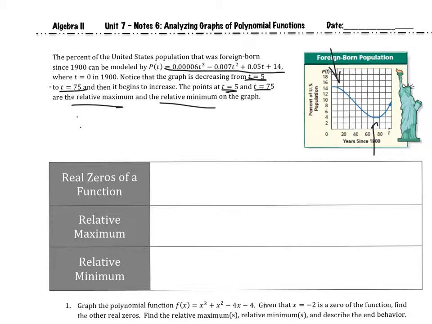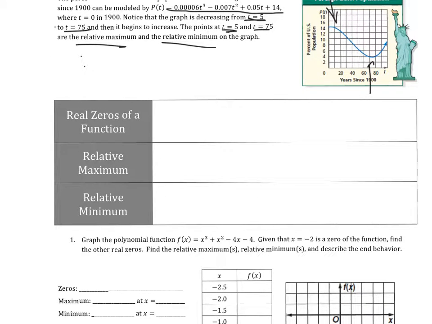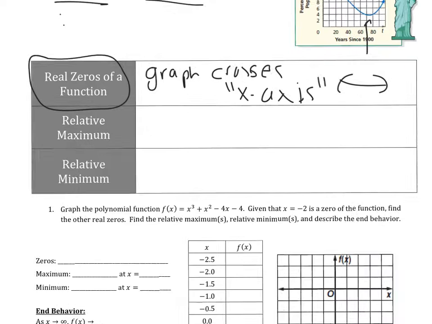Okay, so let's talk a couple minutes about what we're dealing with here. When you're looking at a graph, you're looking for three things. You're looking for the real zeros, and that is where the graph crosses the x-axis. That is the horizontal one. Where does the graph cross that? Because those are going to be your real zeros.